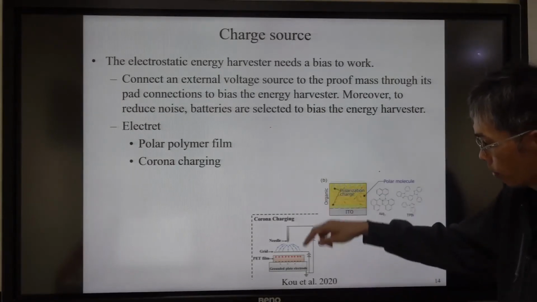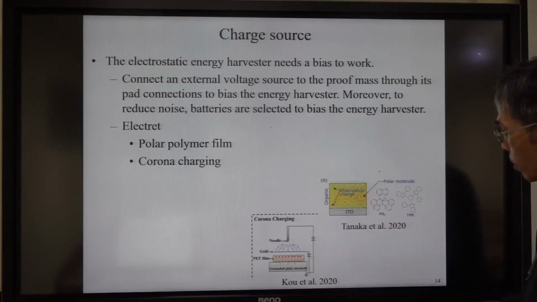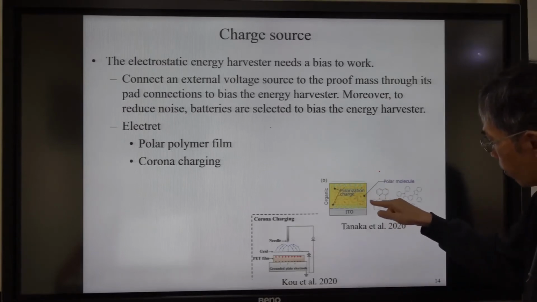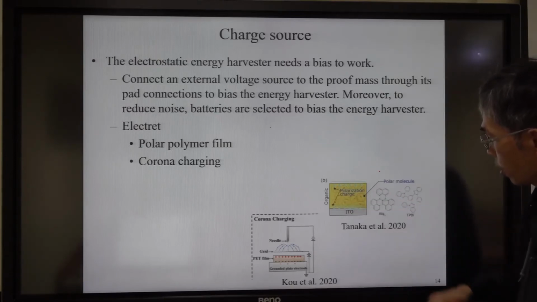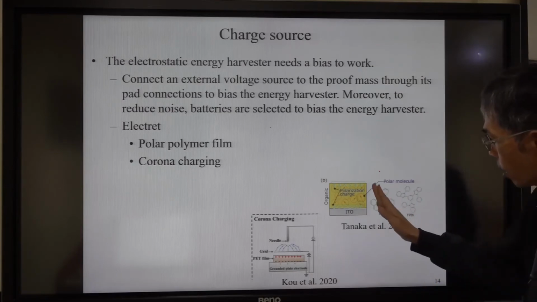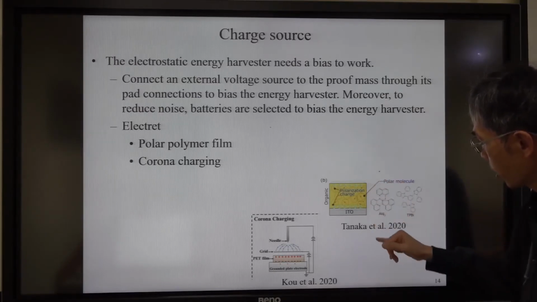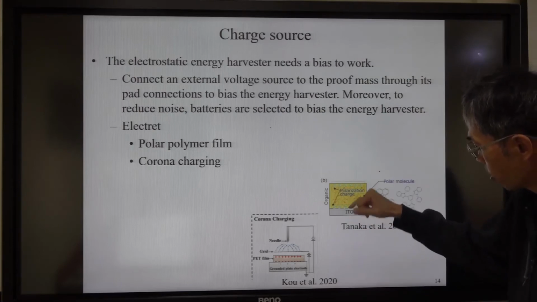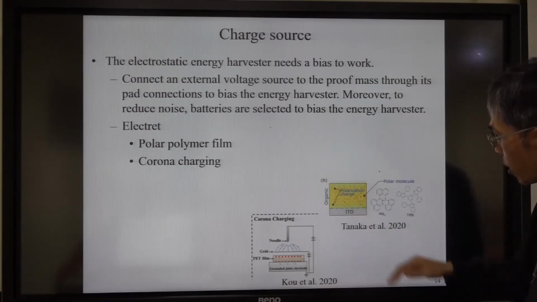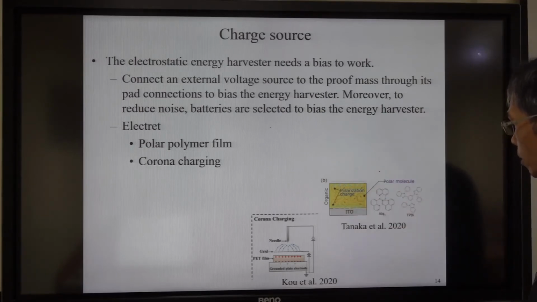Then due to this charging process, we can polarize the charge. Say we have many polar molecules. Then we could polarize, and they almost orient with the arrow head pointing to the top and the tail pointing to the bottom. So we could create some charge at the top and some charge at the bottom. We call this a polar molecule here, each one.